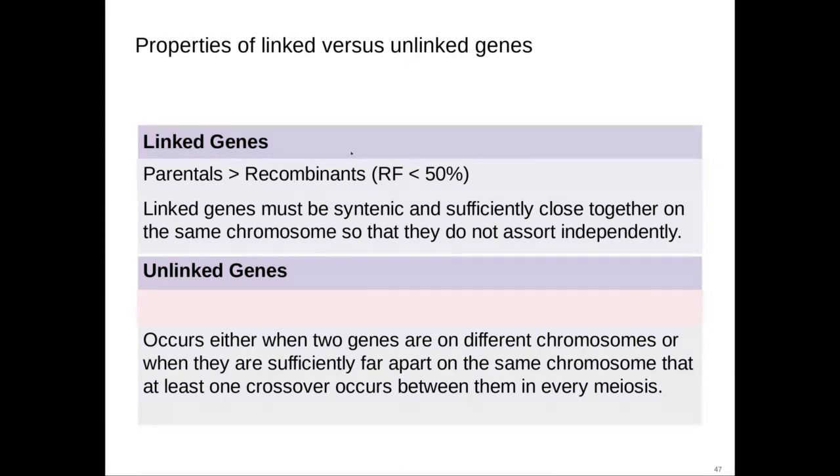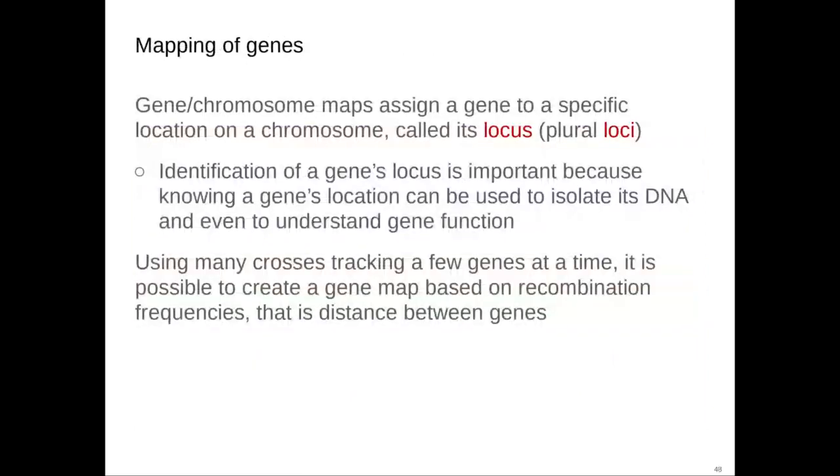Now, it's an interesting way that we can physically use this. As I mentioned, we're looking at recombination frequency to map genes in physical space, their orientation on a chromosome. So gene chromosome maps assign a gene to a specific location on a chromosome. This is what we call the locus. The plural of this, as I'm sure many of you have heard, is loci, or loci, but loci is probably the most proper way to say it. We identify a gene's locus because knowing a gene's location can be used to isolate its DNA and even understand its function. So knowing where a gene is is important.